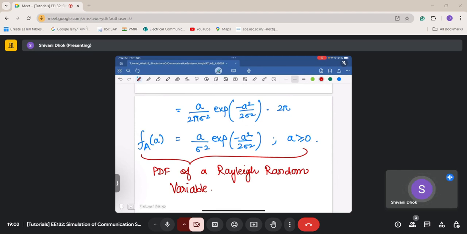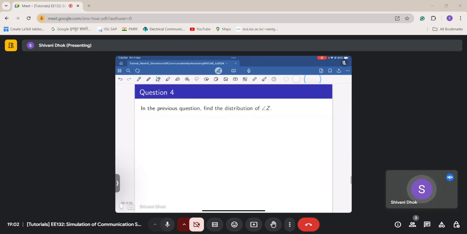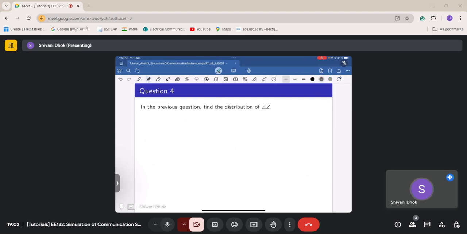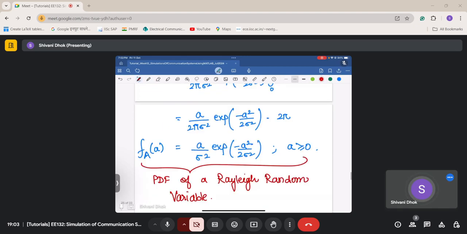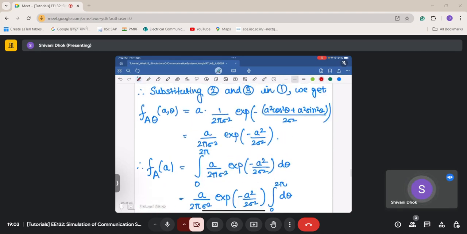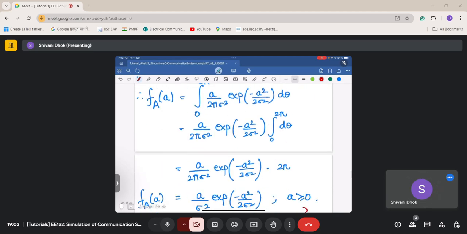Okay, if there are no questions, then let me move on to the next question. So next question says, in the previous question, find the distribution of angle of z. So we had defined this angle of z as theta. Okay, so now we had this joint PDF of f of a comma theta, and we had found the PDF of a. Now in a similar way, we need to figure out the PDF of theta.